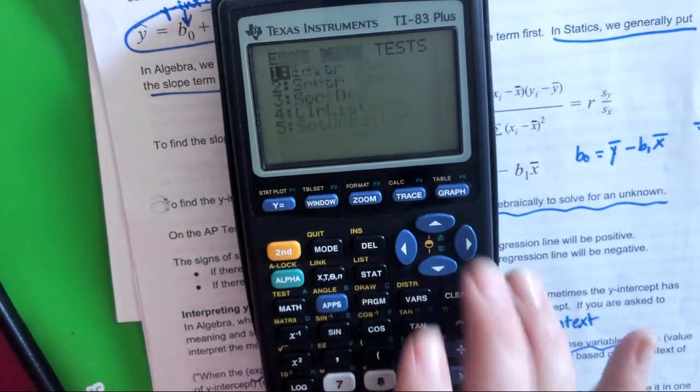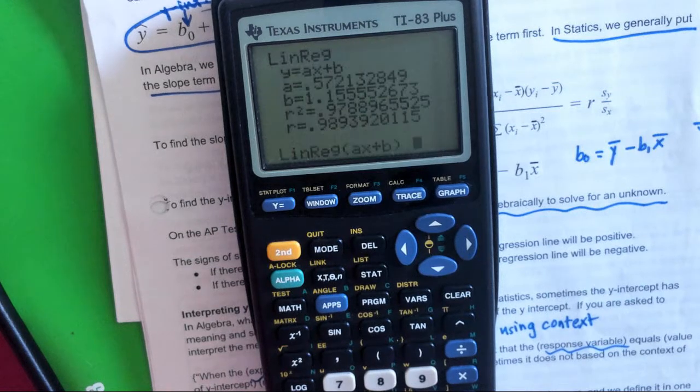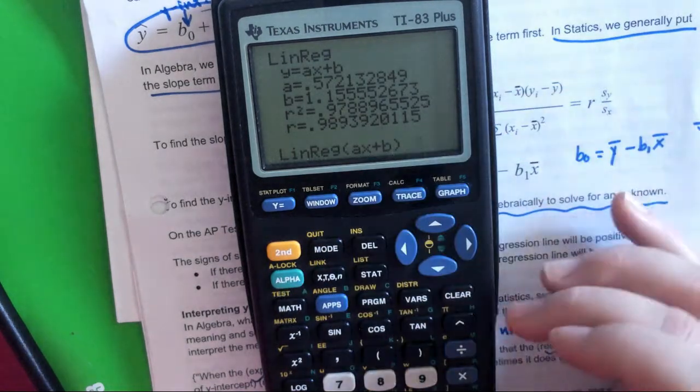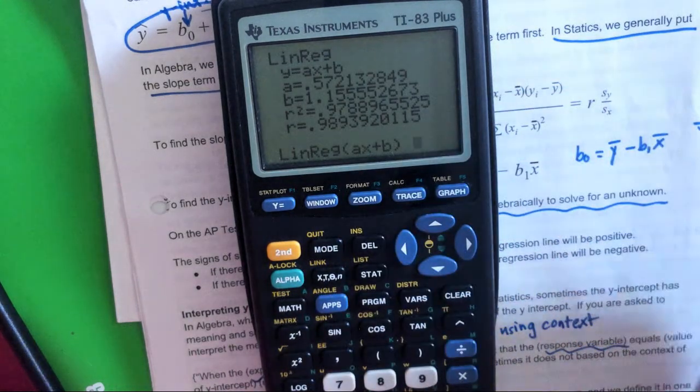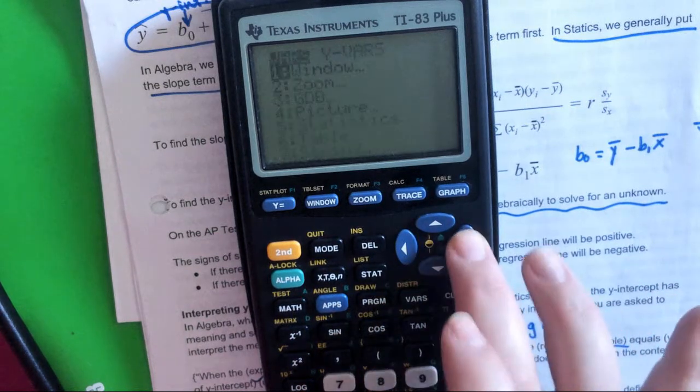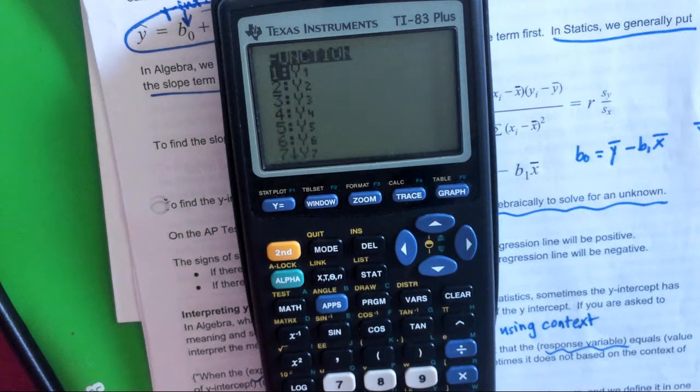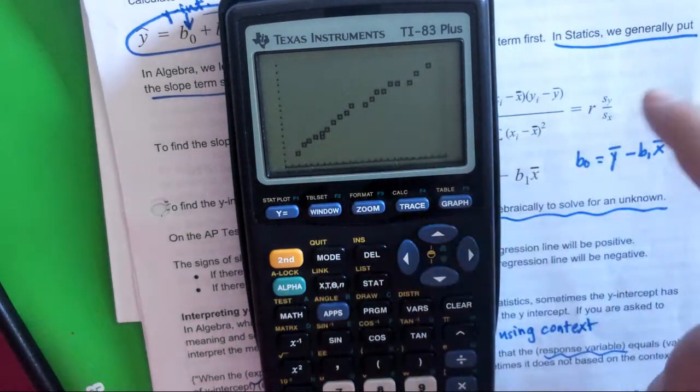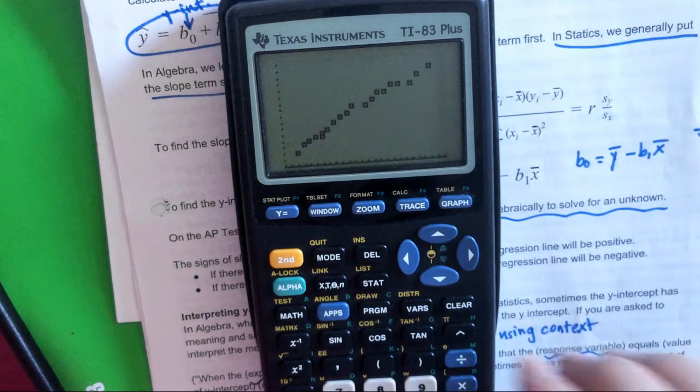Okay, stat, calculate, linear regression, and that's great, but it's not actually going to store that for you, so you have to tell it vars, y vars, and you have to store it as y1, y2, whatever corresponding thing you want to store it as. Otherwise, the cute little line's not actually going to show up.